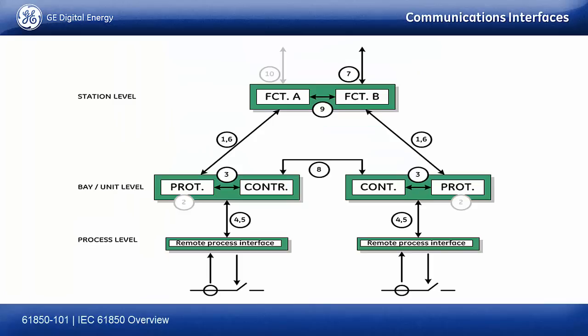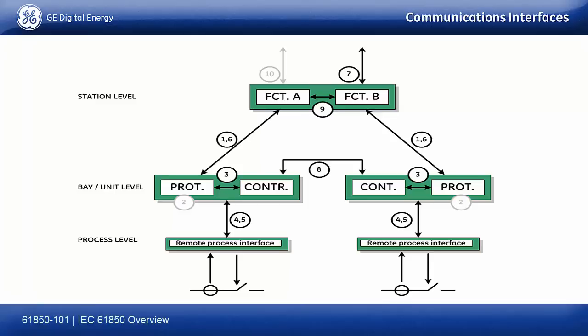In one of these parts of the standard, and I think it's part five, the standard defines different communications interfaces and different levels of stuff in the substation, right? It talks about devices being at the station level, the bay unit level, and the process level. And it defines, for these devices, the communications interfaces between devices at a level and between devices at different levels. So the numbers are different types of communications interfaces and what kind of data you would send there, right?